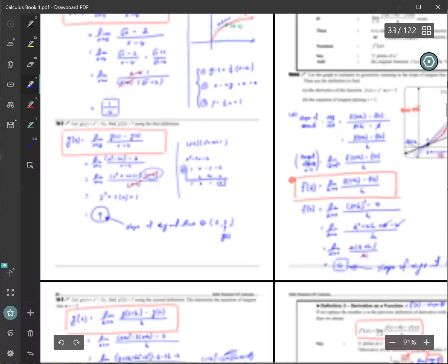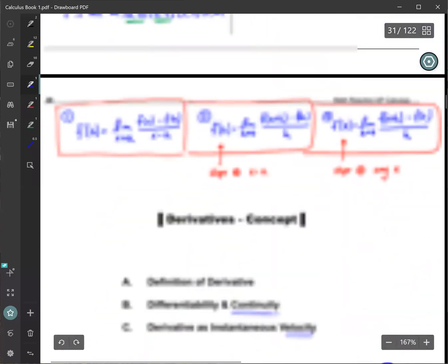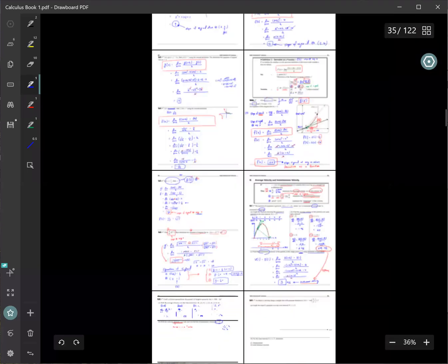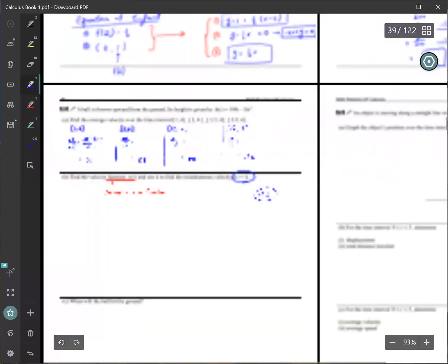We'll go back here. Page 26. Number 1 is at a point. A means at a point. Number 2 is also at a point. Number 3 is at any x. Which one is like a function? Leon. Oh, 3. Yeah, number 3, because function means it's open to any input, any x. So we should be using number 3 when they say find the derivative as a function.